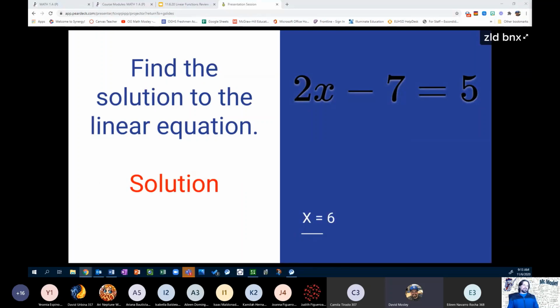Here we go. So the solution is x equals 6. We get 2 times 6 is 12. 12 minus 7 is, in fact, 5. So 6 is the solution. For linear equations, there is always at most one solution. There will not be two solutions or two possible things that work. There will only be the one. There are equations that have multiple solutions. We're not there yet. That comes later. Lines have just one solution.